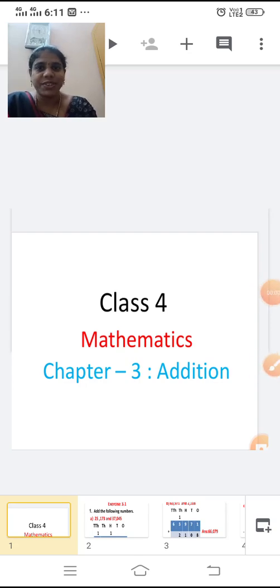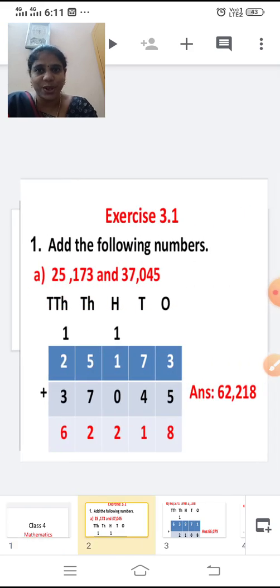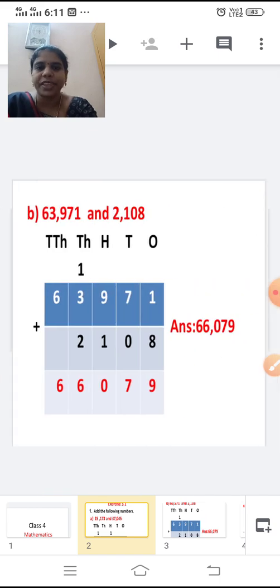Last class we saw in chapter number 3, addition. Exercise 3.1: Add the following numbers, right? So the A sum and B sum we finished. Now we are going to continue with the sums.